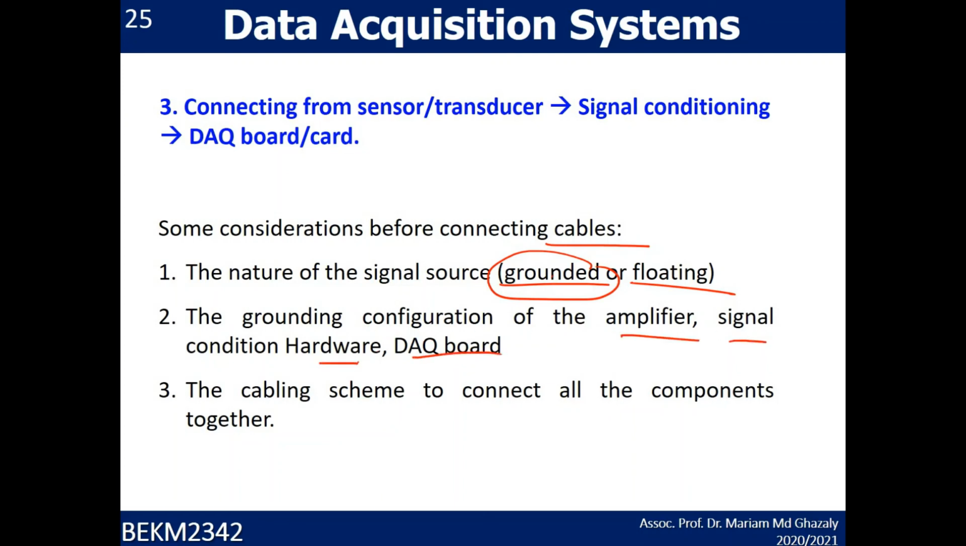Make sure that you have connected the cable of each grounding for the amplifier and signal conditioning to the correct grounding, and do not connect to the wrong polarity. The third one is the cabling scheme to connect all the components together. To connect the sensors to the signal conditioning, or to the circuit, or to the dashboard, remember you need to read the data sheet. I have given you an example data sheet in Chapter 2 on sensors and transducers.